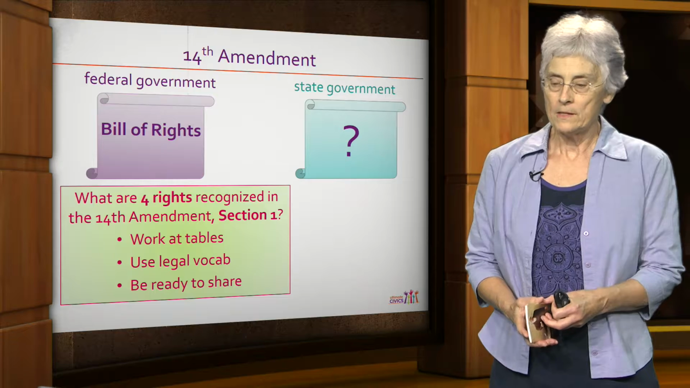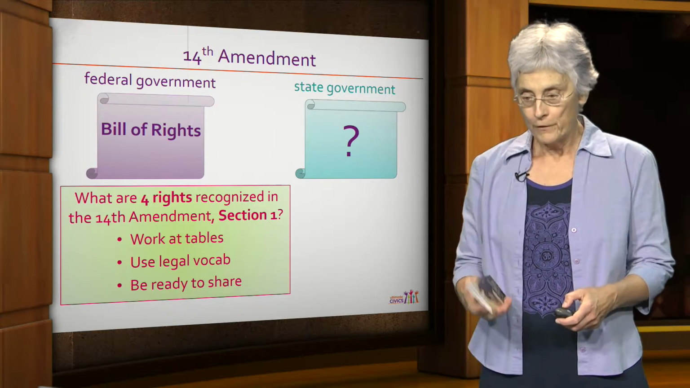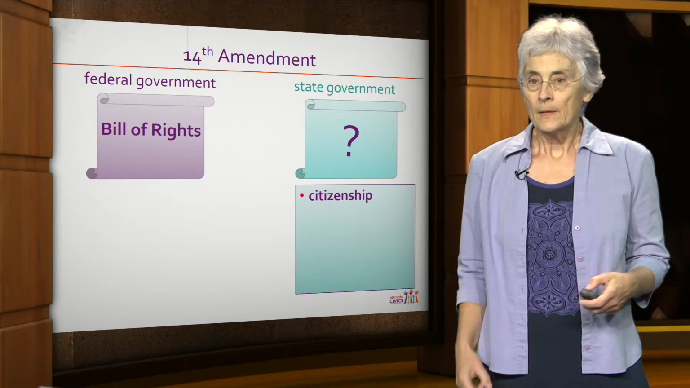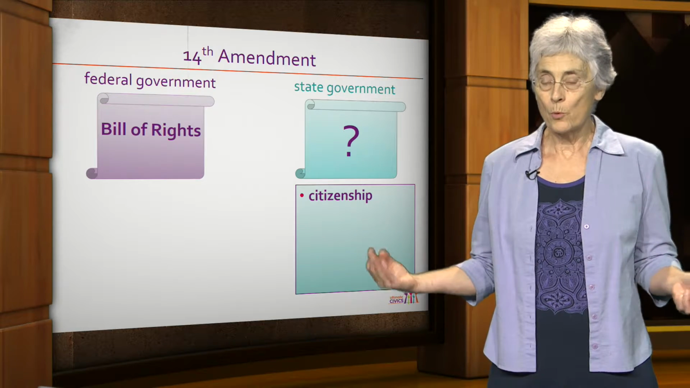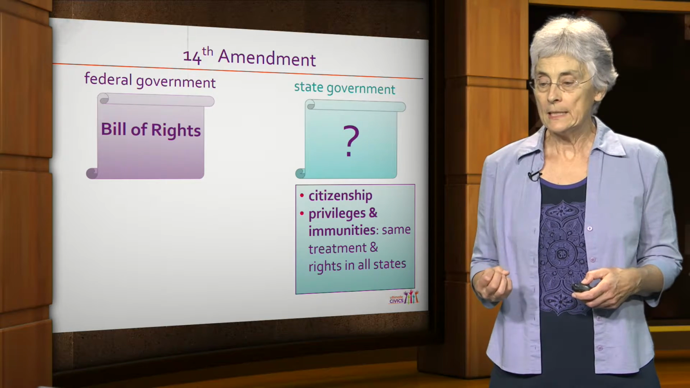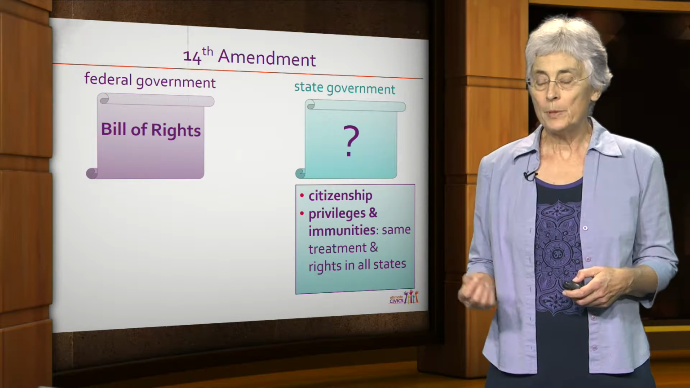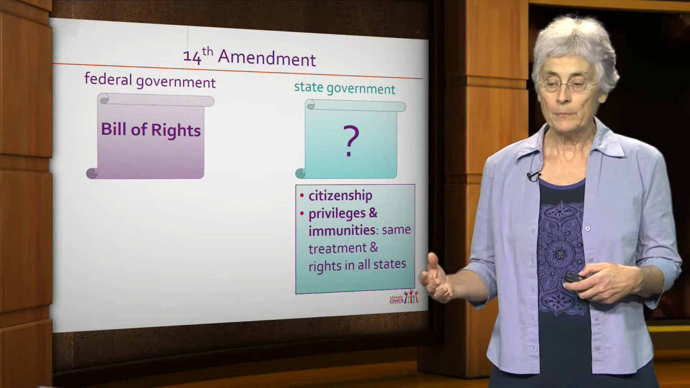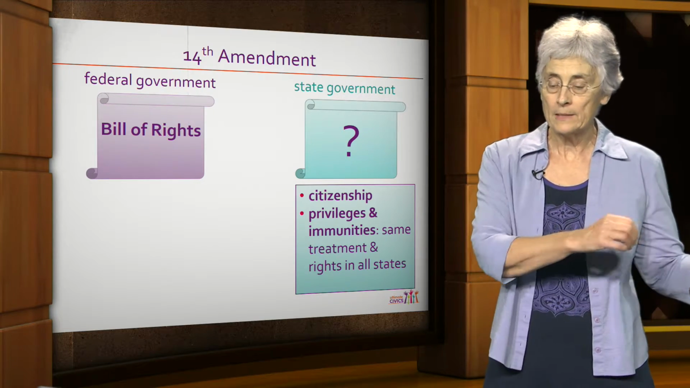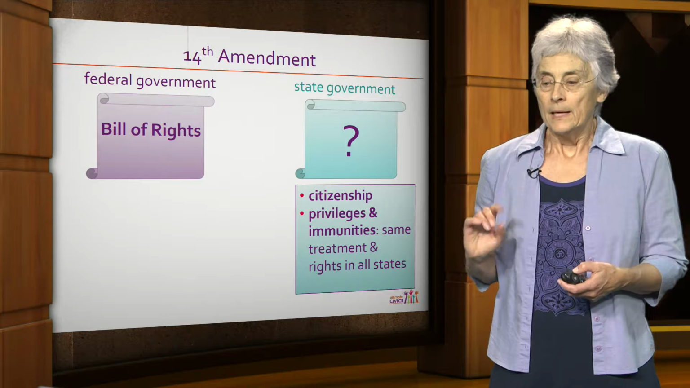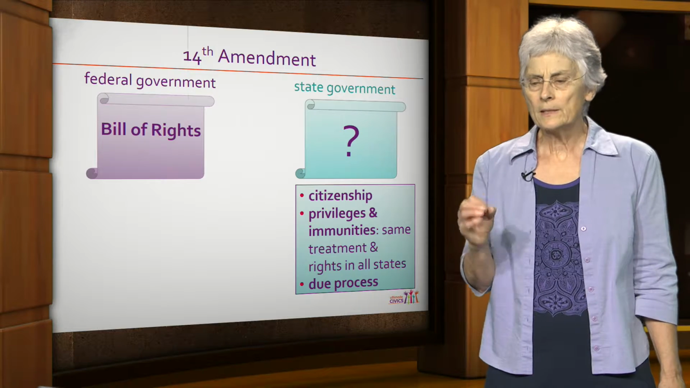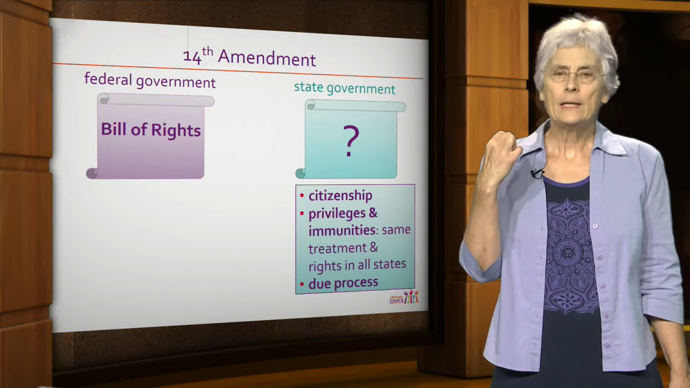So everybody wades through Section 1 of the 14th Amendment. The first 3 rights in Section 1 are the right of citizenship to people who are born or naturalized in the United States or its territories. Privileges and immunities for citizens, which guarantees people the same treatment and rights in all states. So when you go from one to another, you have your rights intact with you, ideally. And the third one is due process. Due process is fair treatment and equal access under law.